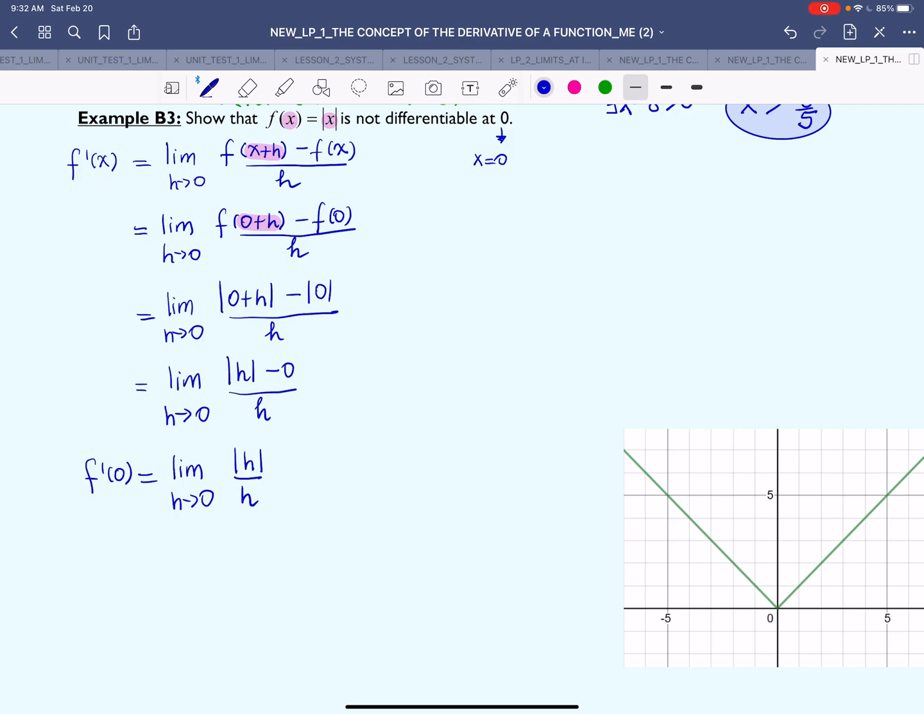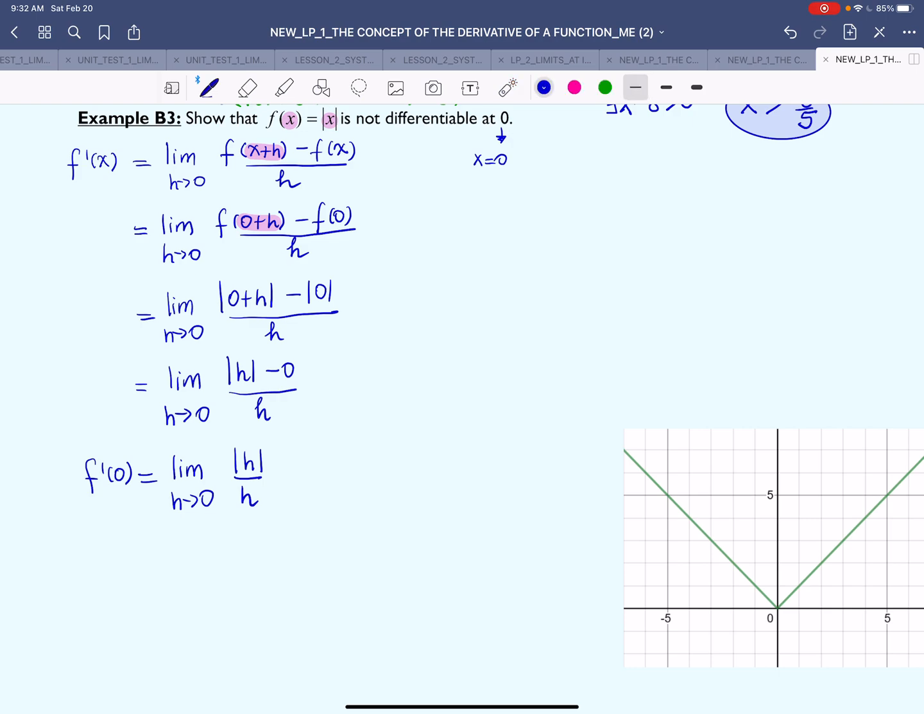So in order to find the derivative, we need to evaluate this limit. Now, this is an indeterminate form limit because it's undefined at 0. You get 0 over 0. And also, the special thing about this limit is that it involves absolute values. We cannot evaluate any limit of a function with absolute values in it unless we remove the absolute value.